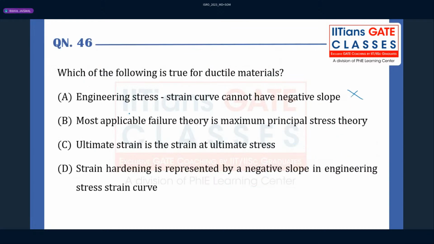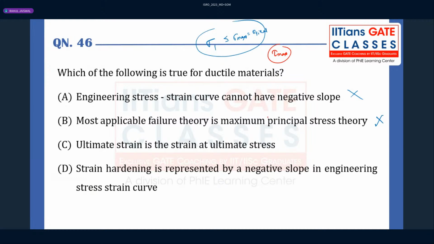Second most applicable failure theory is maximum principal stress theory. Again, that is wrong, because most suitable, I told you, is maximum distortion energy theory. Why is principal stress theory not suitable? Because principal stress theory only talks about when sigma 1 is less than sigma yield, then failure will not occur. But we know that ductile materials are very strong in tension, so there's no point of talking about those scenarios. This theory of failure does not say anything about the maximum shear stress, and we know that ductile materials are very weak in shear, so that's why it is not applicable.